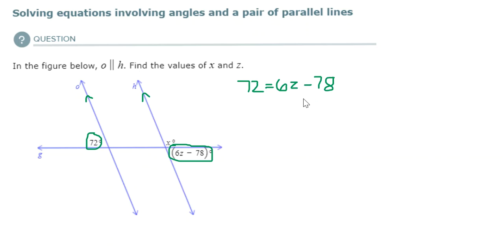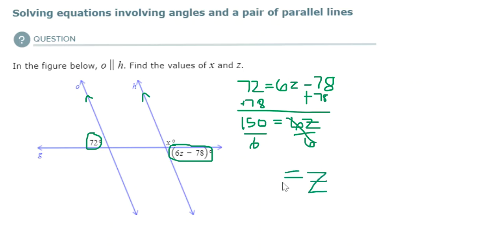So I'm going to add 78 to both sides. And I end up with 150, it looks like. And then that equals 6z. Let's go ahead and divide 150, this is a z here, by 6. So divide both sides by 6. And we end up with 25, it looks like. So z is 25 degrees. So that's the number that would go right there for z.